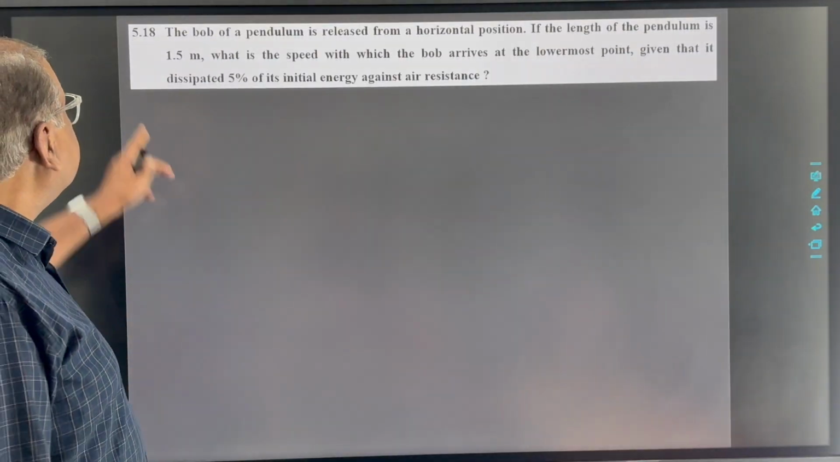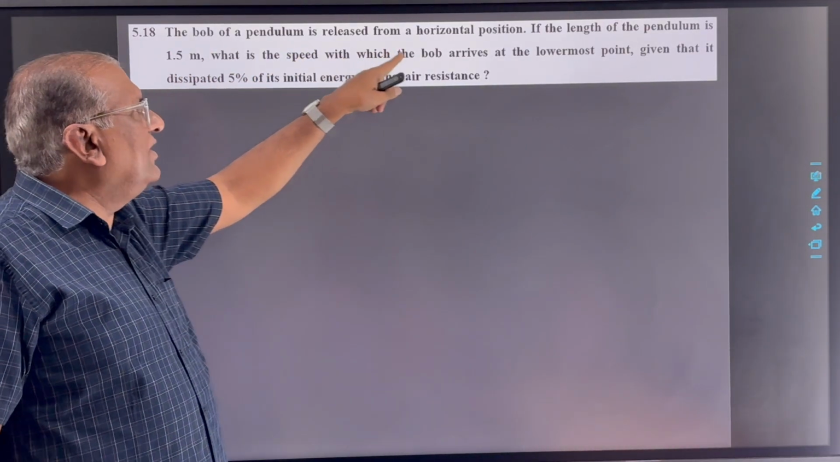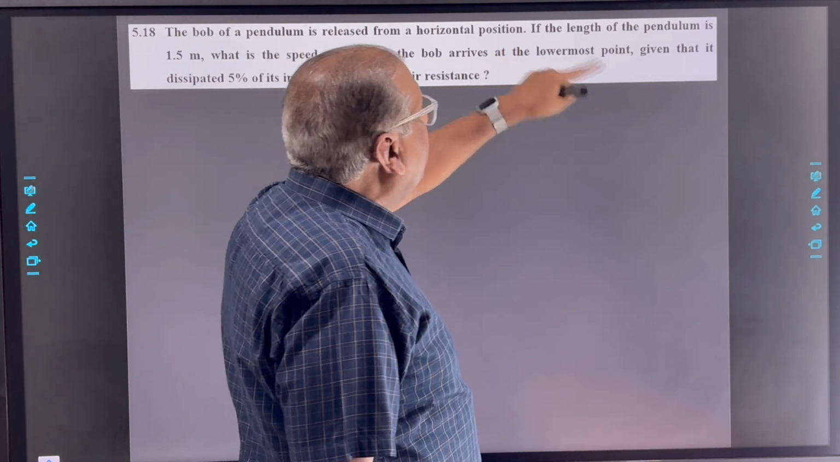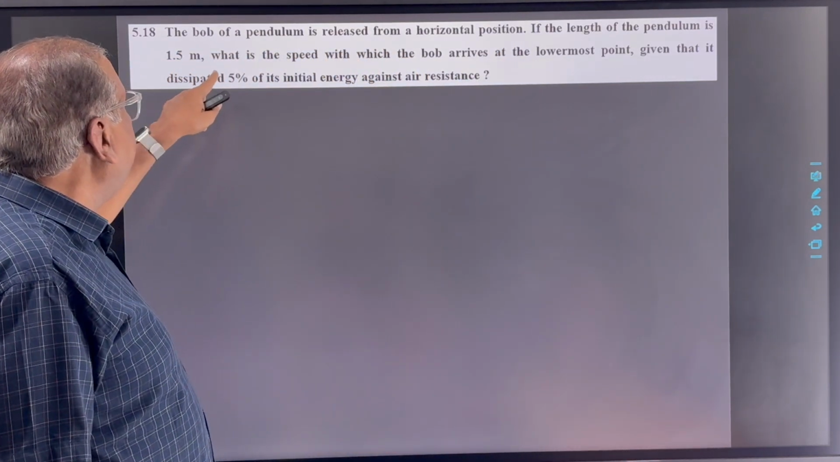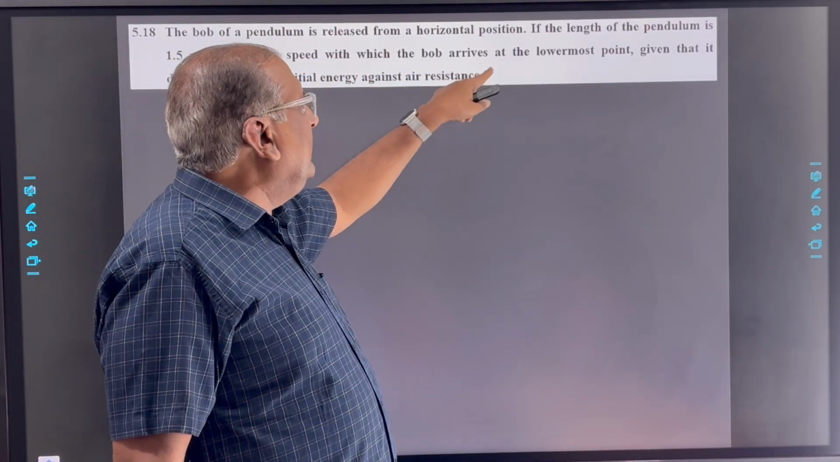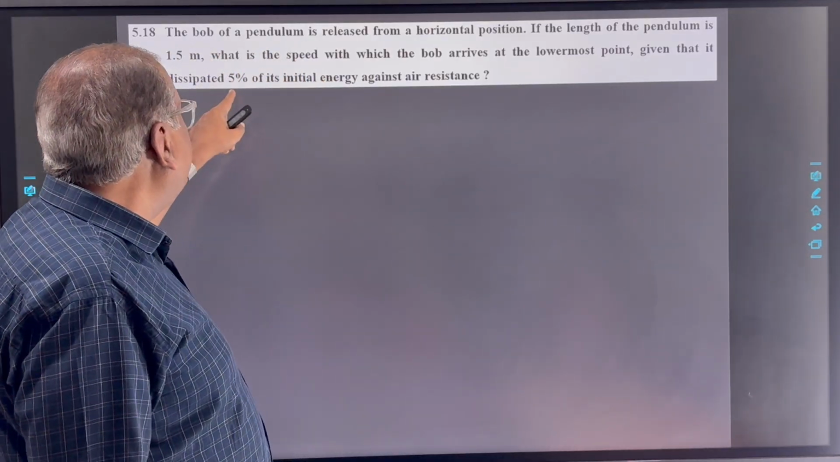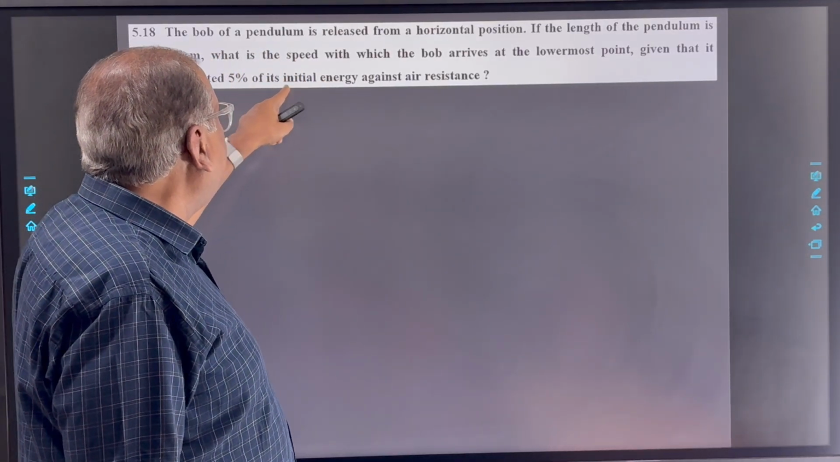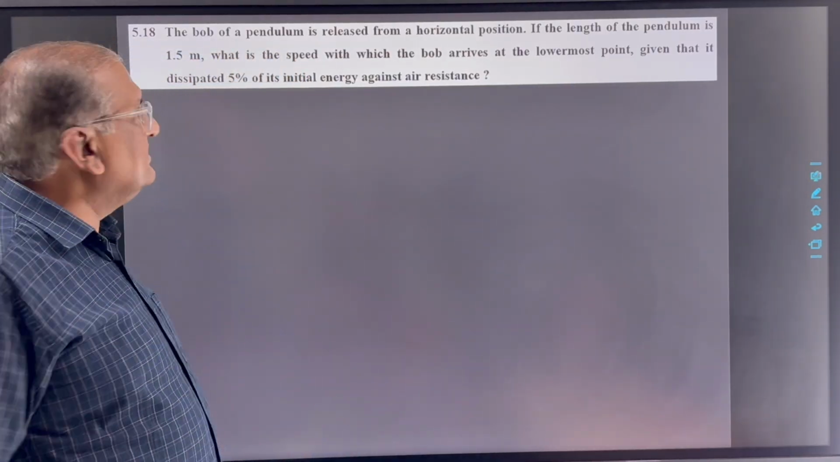Now exercise 5.18. The bob of a pendulum is released from a horizontal position. If the length of the pendulum is 1.5 meter, what is the speed with which the bob arrives at the lowermost point? Given that it dissipated 5% of its initial energy against air resistance.